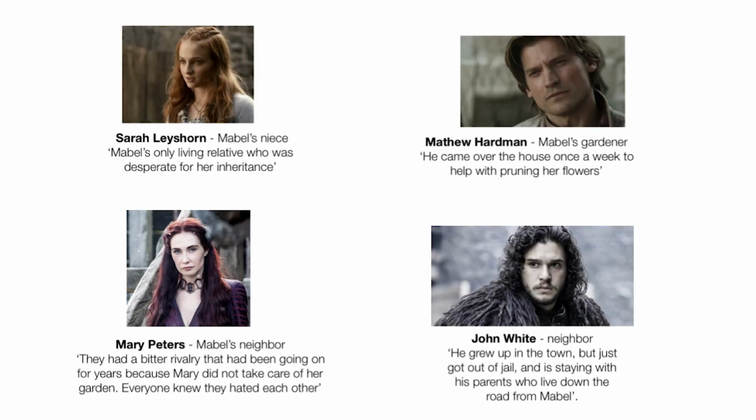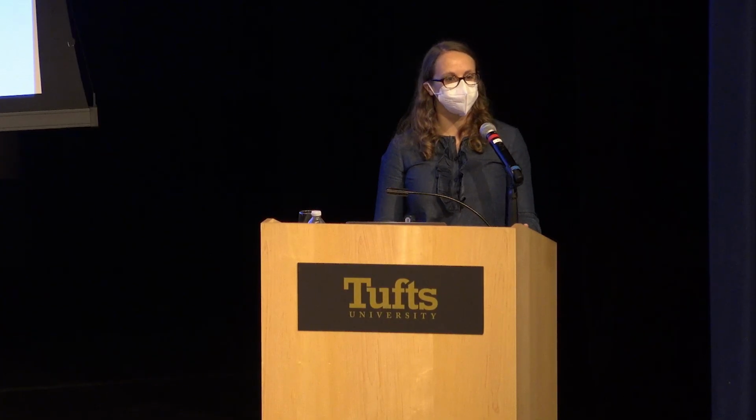And so we have 4 suspects here. The first is Sarah Layshorn, Mabel's niece, who was her only living relative and who was desperate to inherit from her. We also have Mary Peters, who's her neighbor, and they had quite a rivalry that everyone knew about in the town. We had Matthew Hardman, who was her gardener, and he came over a lot to take care of her garden. And then we had John White, who grew up in the town and had recently gotten out of jail, and his parents lived close by. So how do we go about figuring out if any of these 4 people are responsible for Mabel's death?